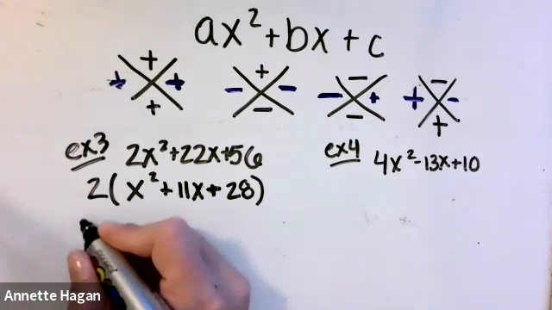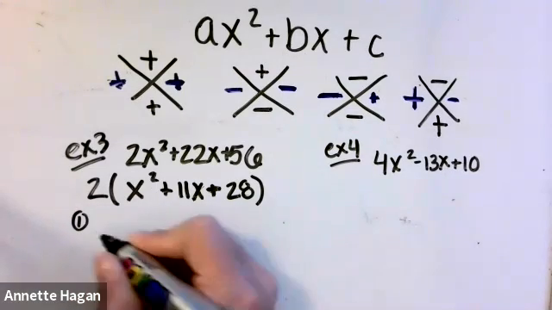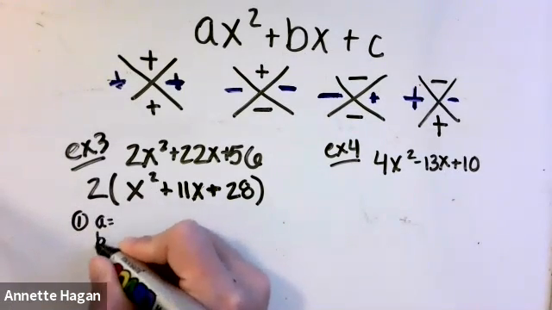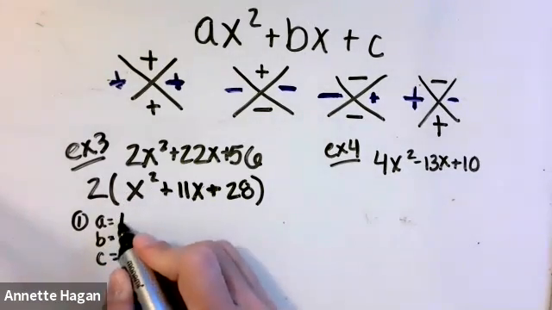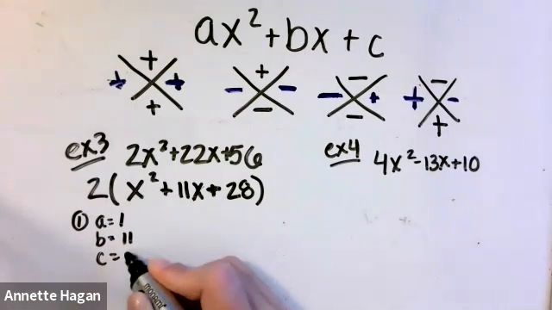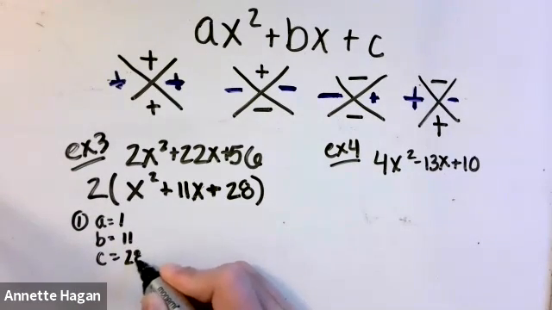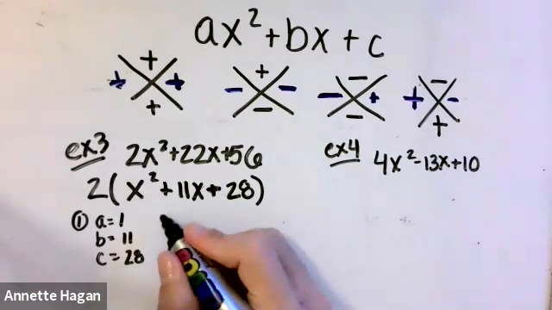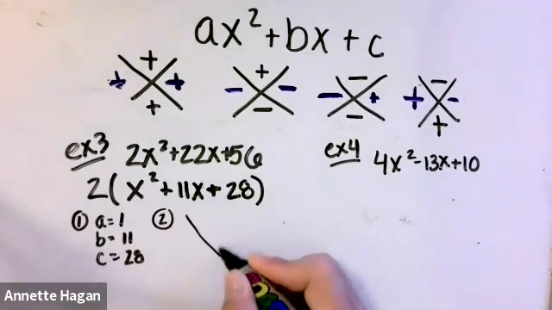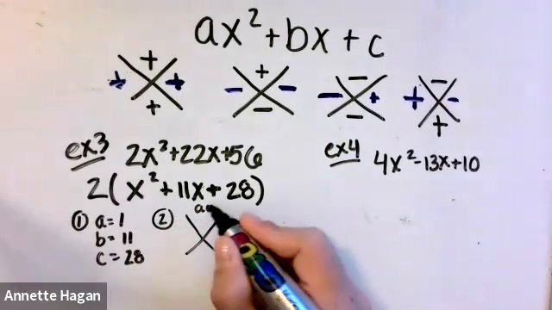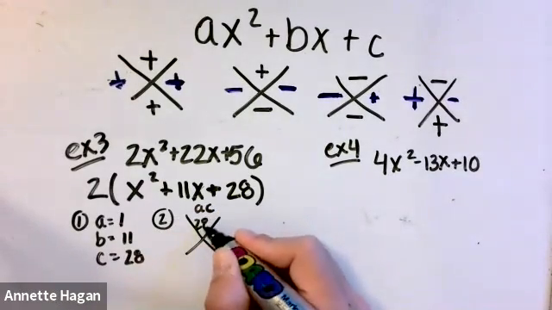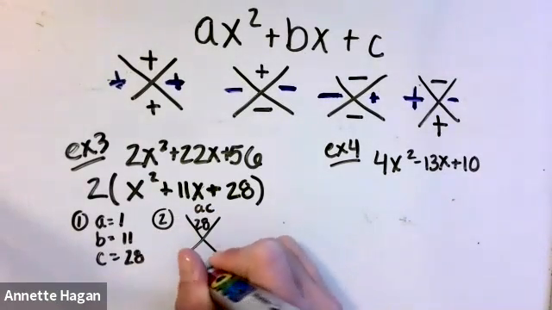So what we're going to do is first we're going to do our ABCs. We're going to do A, B, and C. So in this particular problem, A is 1, B is 11, and C is 28. Okay. Then we're going to do our X factor. And again, A times C. So whatever A is times C. So 1 times 28 is 28. Goes on top. And B goes on the bottom.